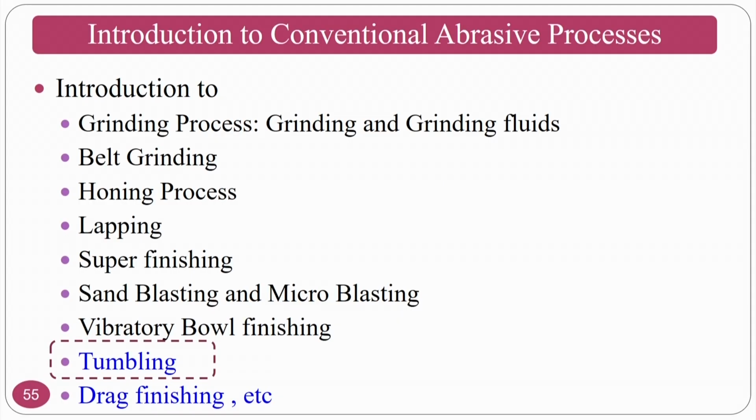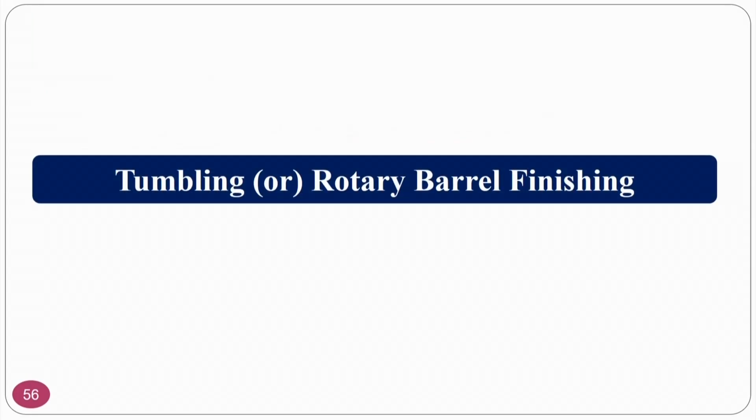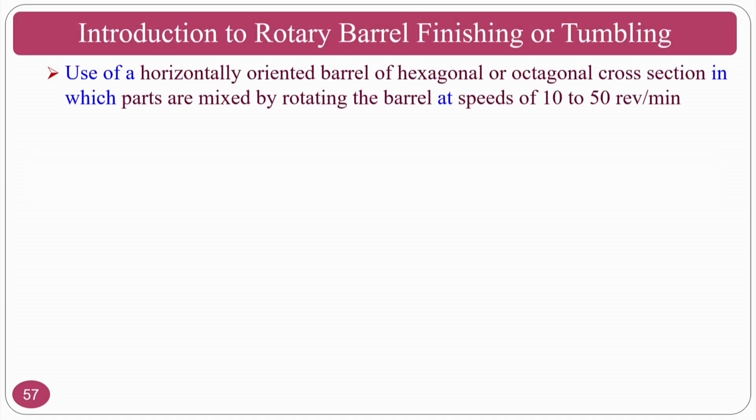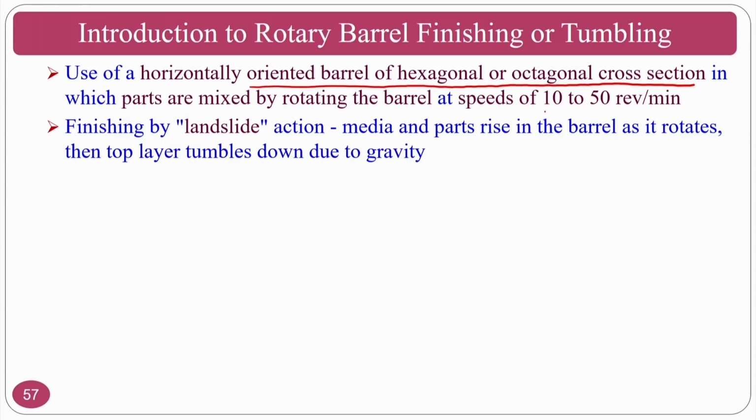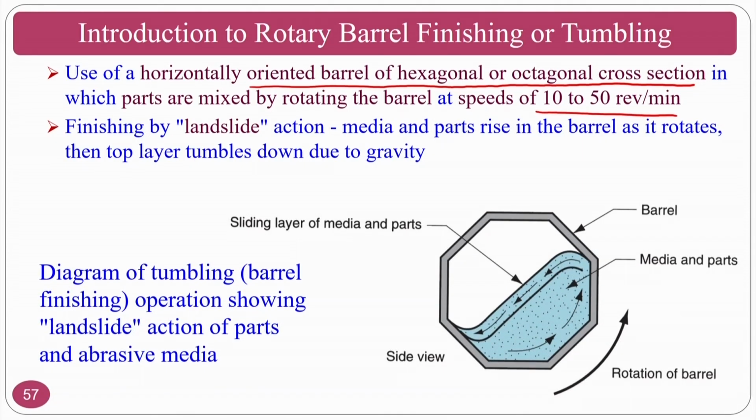We are going to see the tumbling process. The other name for the tumbling process is the rotary barrel finishing process. In the introduction to the rotary barrel finishing process or tumbling process, it uses a horizontally oriented barrel of hexagonal or octagonal cross section in which parts are mixed, rotating the barrel at speeds normally 10 to 50 revolutions per minute. Normally this finishing will be done by landslide action.